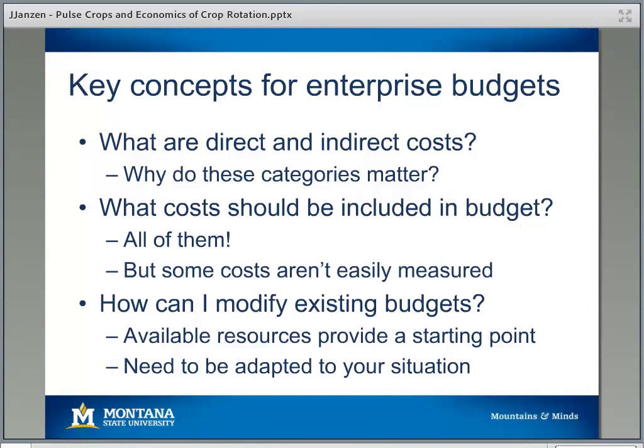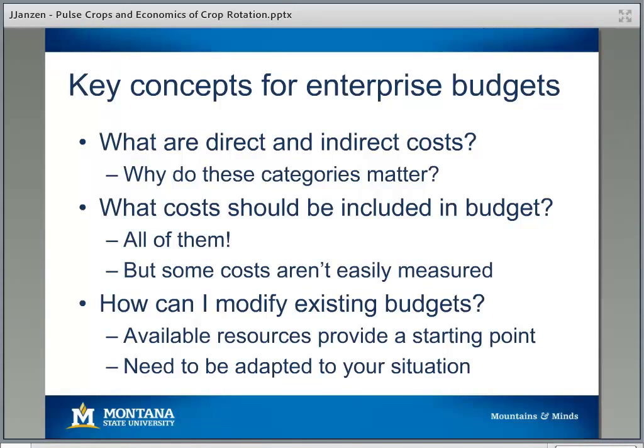Okay, so some key concepts for enterprise budgets are, well, we're going to focus on two different categories of costs, what we're going to call direct and indirect costs, and I want you to understand why those categories matter. We're going to think about what costs should be included in the budget. Ideally, all of our costs get included because they're all expenses that are incurred in the production, and all of them should be included in this enterprise budget analysis. But some of these costs are difficult to measure, and some of them are difficult to associate with a specific enterprise.